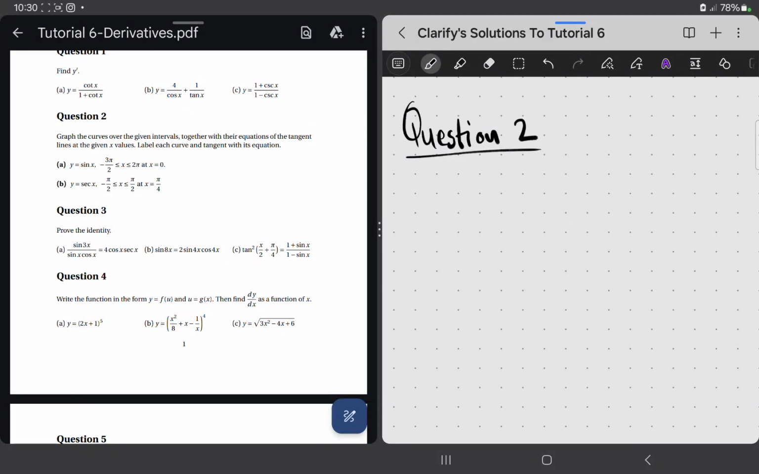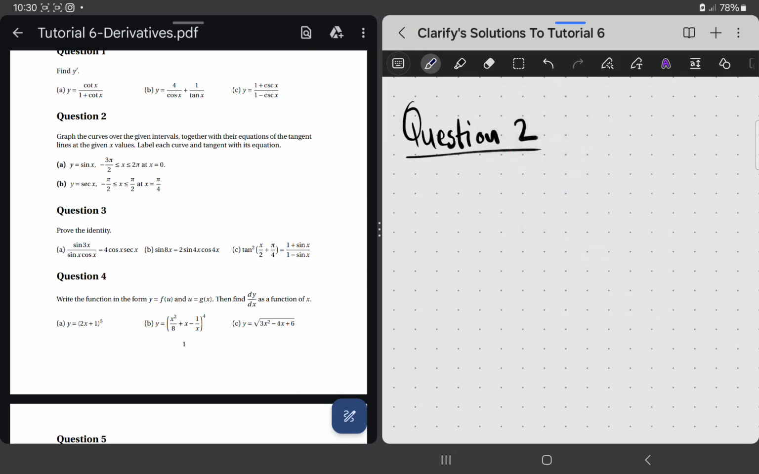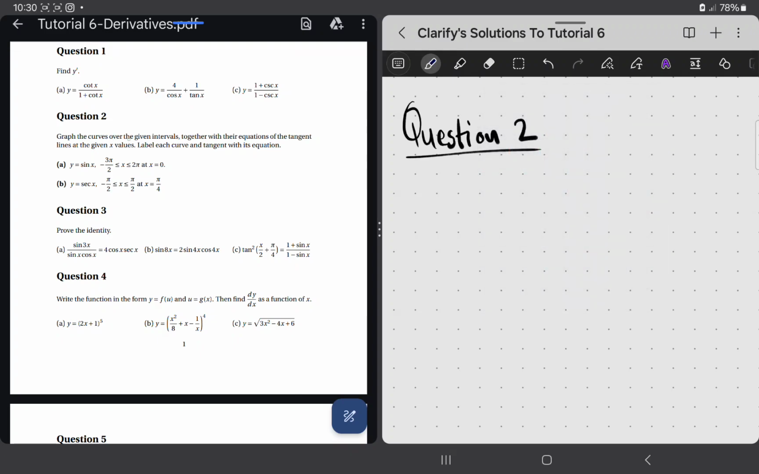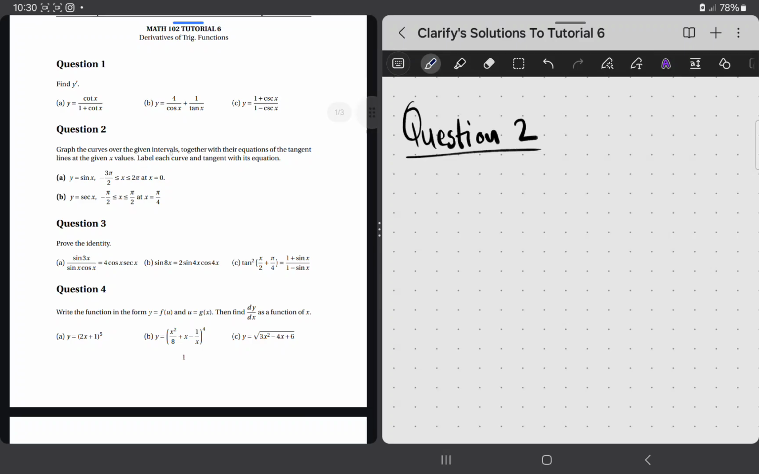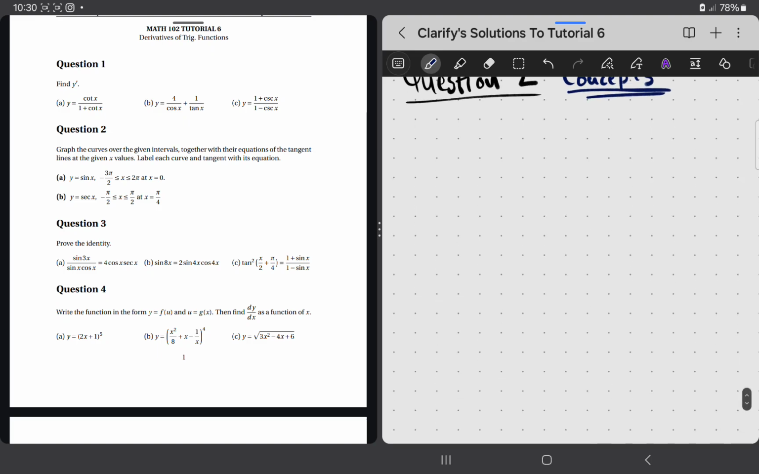Mathematicians, math lovers, let's go through number 2 and hit it hard. Here it says graph the curves over the given intervals. Okay, no problem. Graph the curves. So that means, number one, we should know the concepts first. We should be able to graph the curves. Which ones?